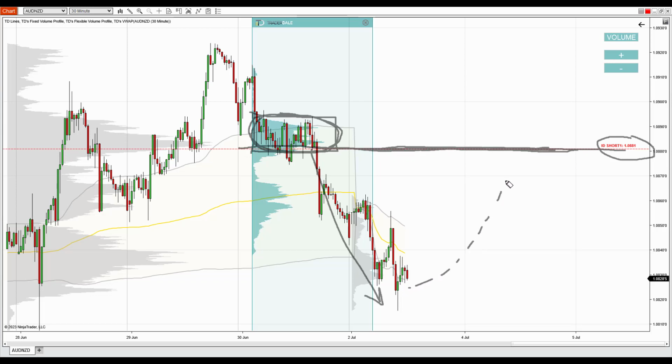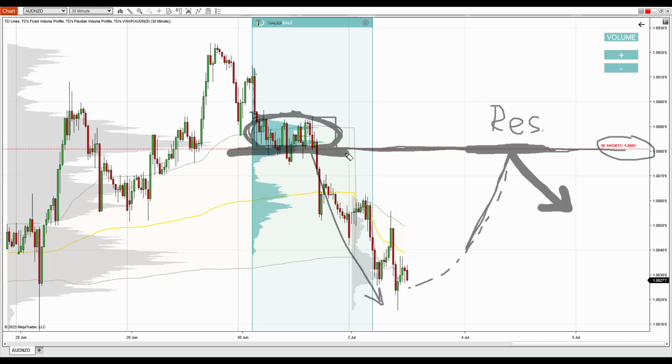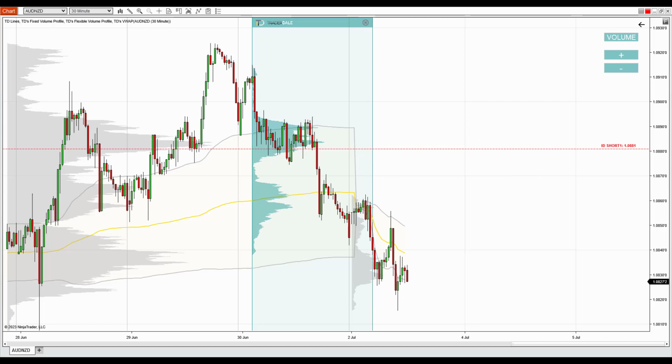So when there's a pullback, it's likely that the sellers from here will become active again, and they'll push the price downwards from this zone again. So this is a resistance. All right, what we need to do now is just to wait for that pullback, and if it occurs, it doesn't matter if it's today, tomorrow, or next week, but when the price reaches this zone, there is likely to be a reaction, all right, from the beginning of that heavy volume zone. So that's for the Australian dollar, New Zealand dollar.